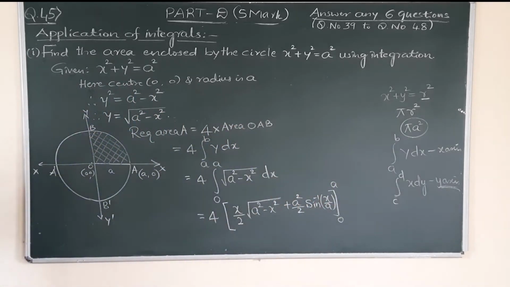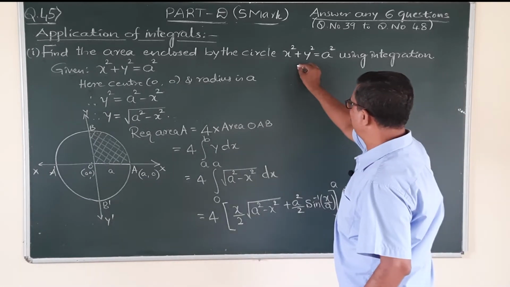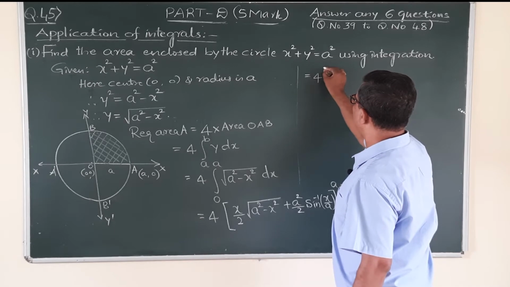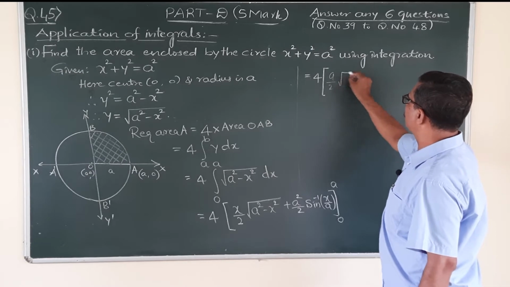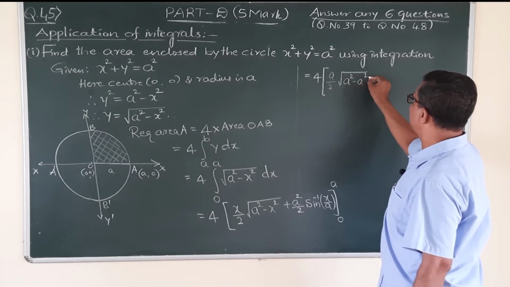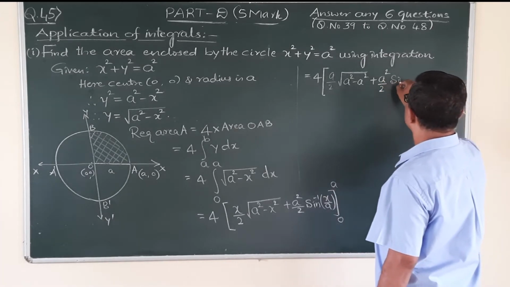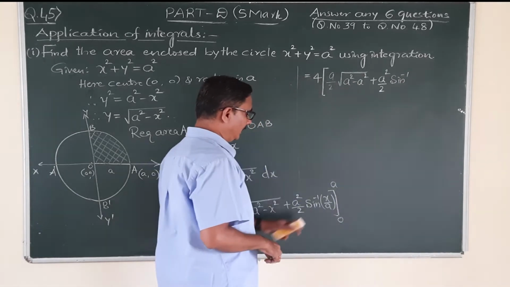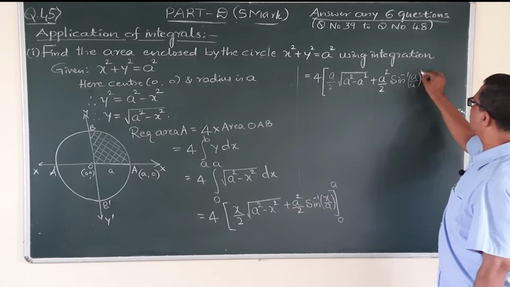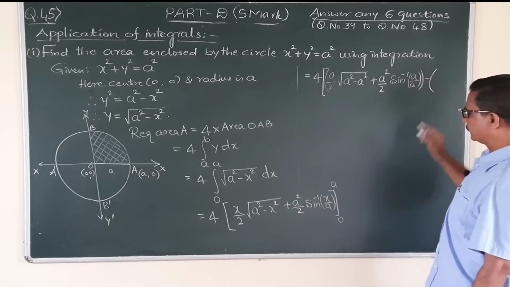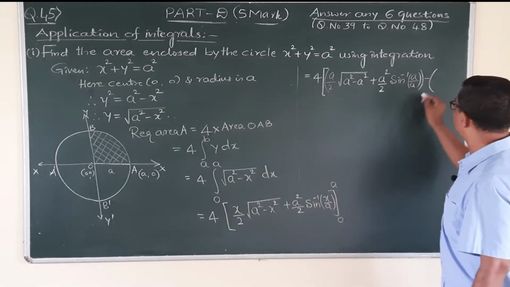Then put x is equal to the upper limit as well as x is equal to the lower limit. So that is equal to 4 into, put x is equal to upper limit: a by 2 under root of a square minus a square plus a square by 2 sin inverse of x by a, where the x value at the upper limit is a by a. Minus, put x equal to the lower limit, which is 0. 0 by 2 is 0, and 0 into any number is 0.